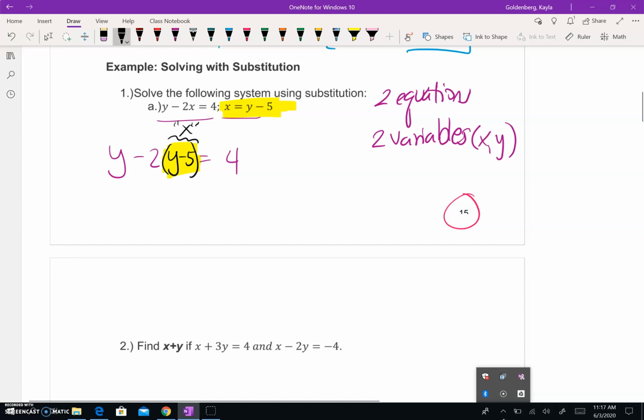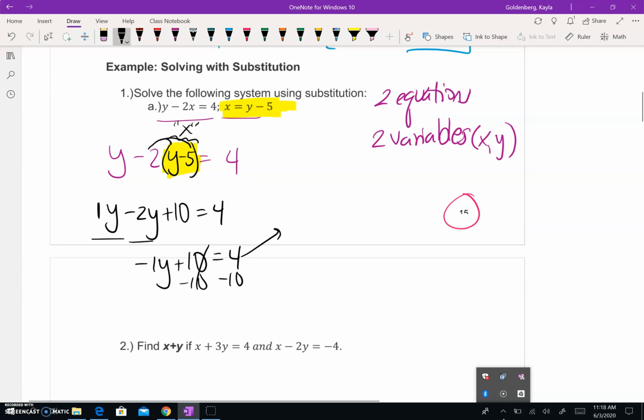So let's solve for y. We have a -2 times everything in parentheses, so we're going to have to distribute that -2. So y minus 2y, two negatives make a positive 10, is equal to 4. Now I can combine these like terms. Notice if it's just a plain y, you can put a 1 in front, right? So 1y minus 2y is -1y plus 10 equals 4. If I subtract 10 on both sides, we're going to get that -1y is equal to -6.